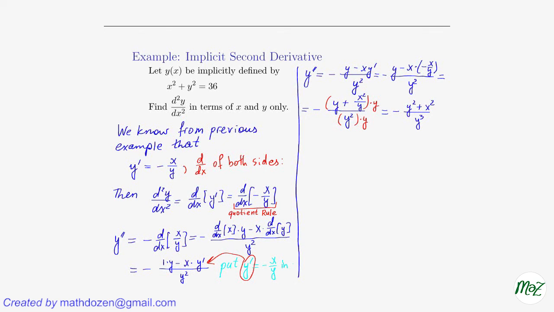What we can notice is that x squared plus y squared is equal to 36, and we should be able to replace that expression in the almost final answer. So we're going to go ahead and replace y squared plus x squared with 36 and get that the second derivative is equal to negative 36 over y cubed. And that's a remarkably simple answer. Second derivative of y is equal to negative 36 over y cubed.